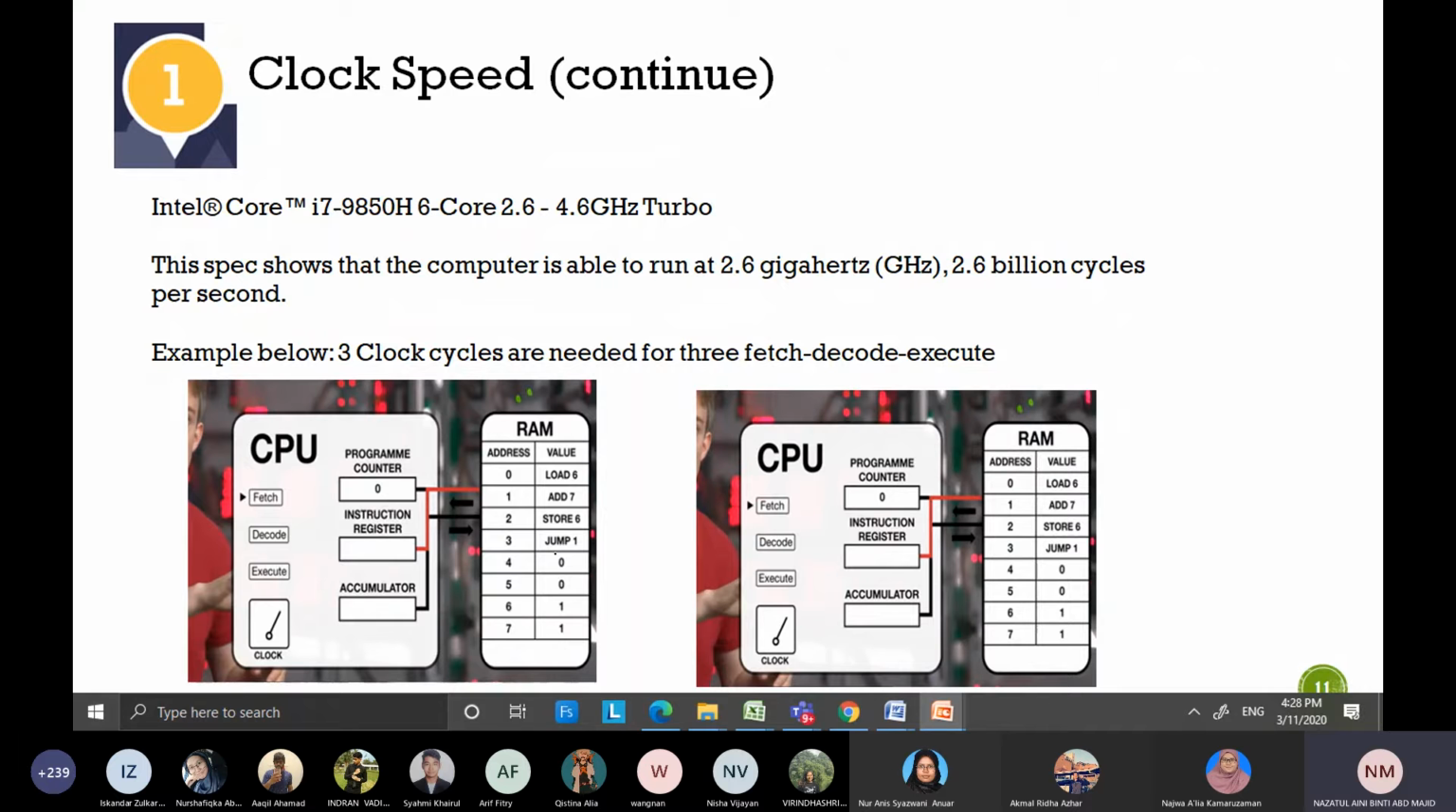The more clock cycles at one time, the more work can be done by our computer. Like we said just now, the spec shows that the computer is able to run at 2.6 gigahertz, which means 2.6 billion cycles per second.